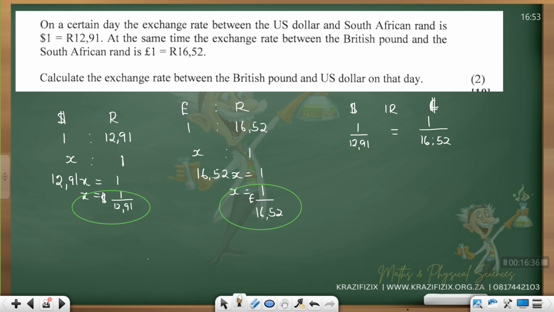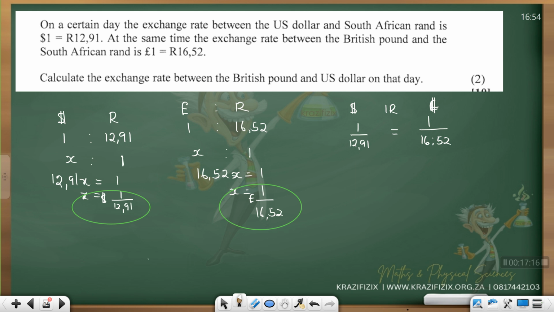The question again says, I just want to read so we are on the same page. On a certain day, the exchange rate between the US dollar and South African Rand is $1 is 12,91. At the same time, the exchange rate between the British pound and the South African Rand is 1 to 16,52. The question now is, how can I convert straight from pounds to rands?